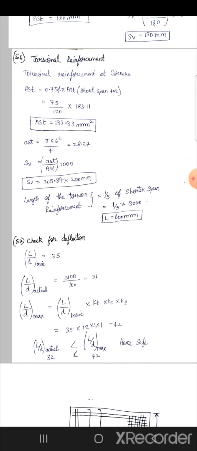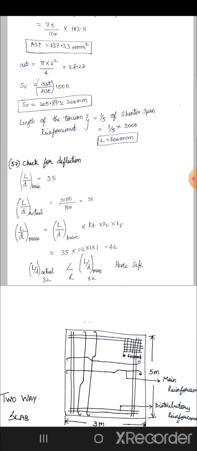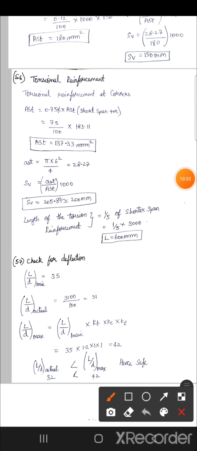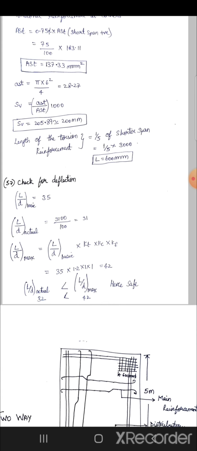Small ast formula is pi d square by 4. d is 6 mm diameter. Answer is 28.27. Next step is spacing formula, small ast by Ast into 1000. Small ast we have calculated 28.27 and Ast is 137.33. Calculating in this formula we get 205.89, rounding it 200 mm. So length of the torsion reinforcement is 1 by 5 of shorter span. Shorter span is 3000, given in the question. So length of torsion reinforcement is 600 mm.